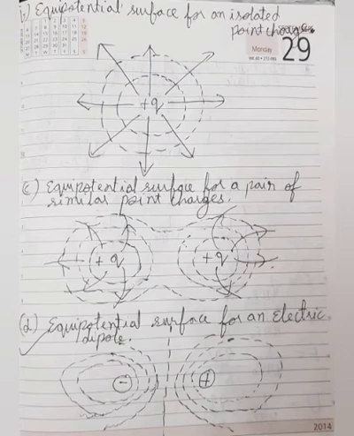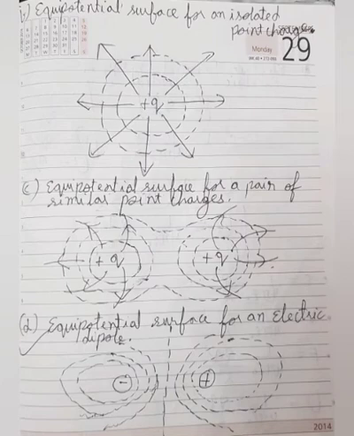Another example is equipotential surface for an electric dipole. An electric dipole is a system in which there are two charges, equal but opposite charges. I have taken one negative and the other one positive charge, and again I have drawn surfaces around the two charges which are equipotential surfaces.